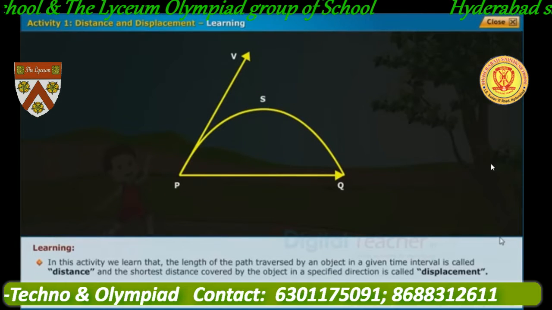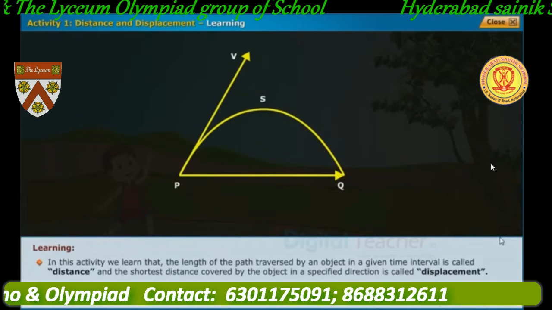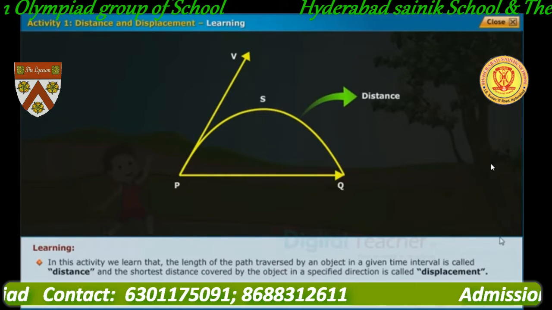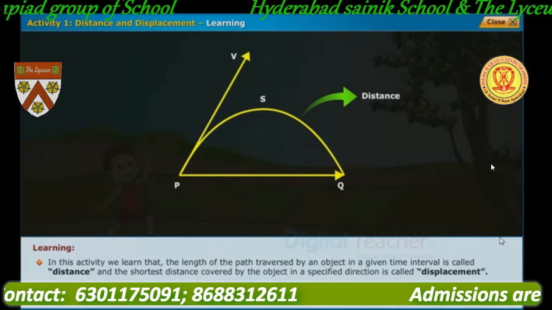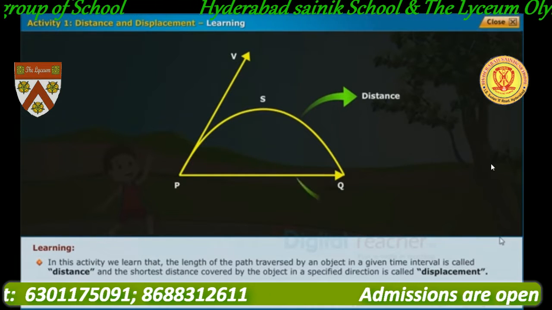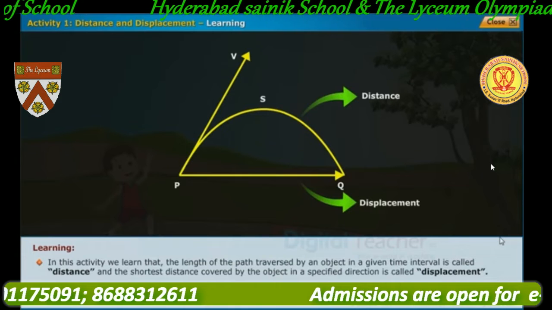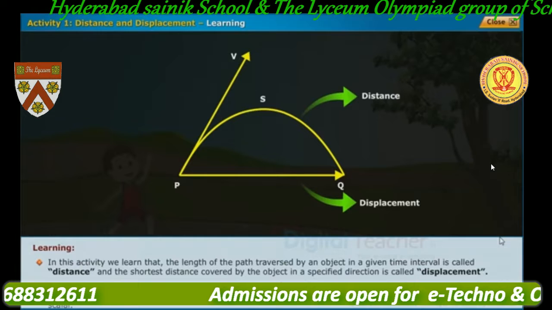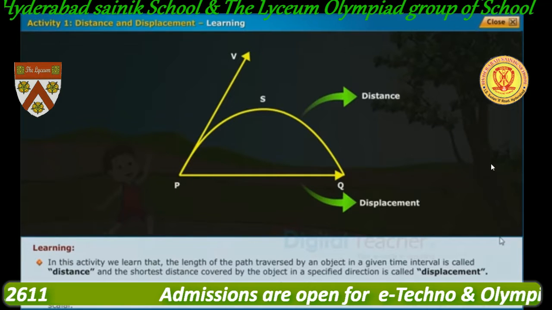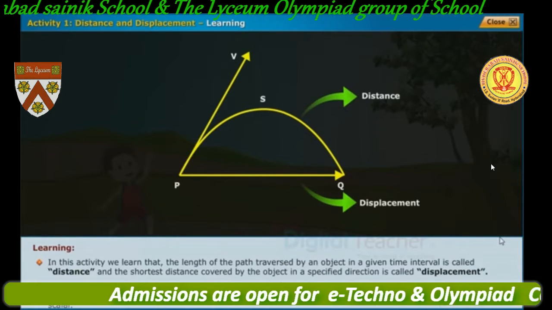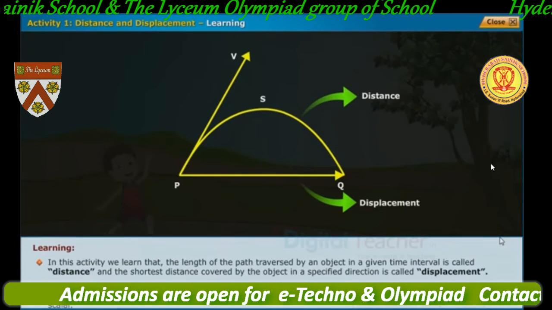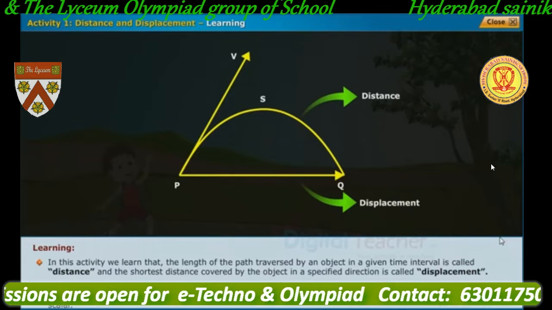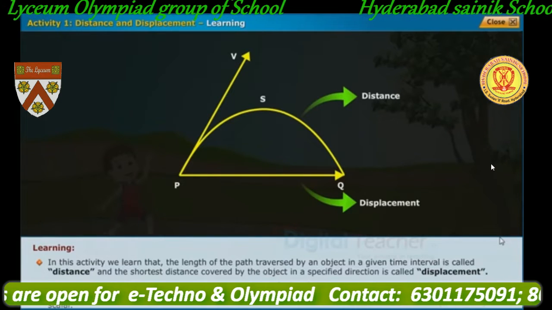In this activity, we learned that the length of the path traversed by an object in a given time interval is called distance, and the shortest distance covered by the object in a specified direction is called displacement. To describe a physical situation, some quantities are specified with magnitude as well as direction. Such a physical quantity is called a vector. The physical quantity which does not require any direction for its explanation is called scalar.